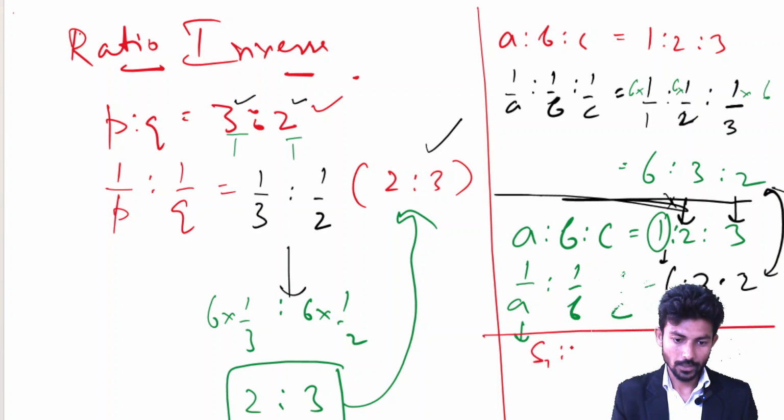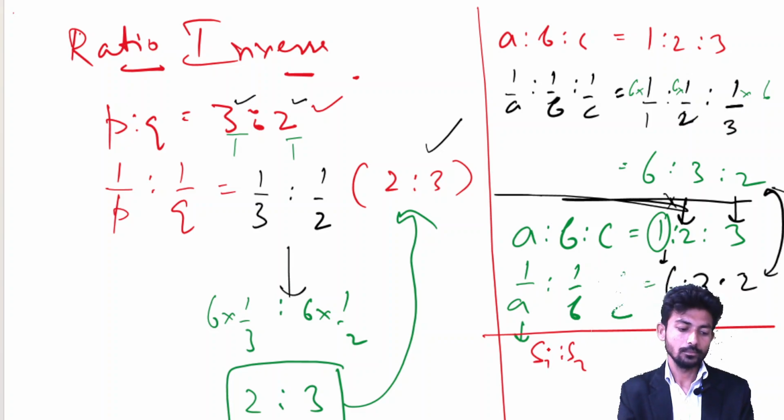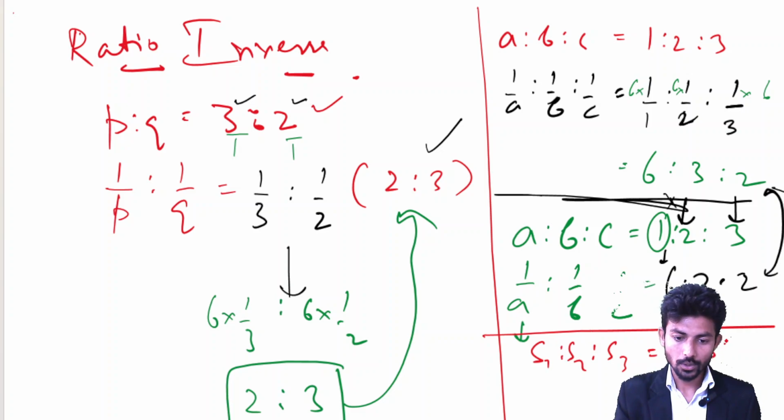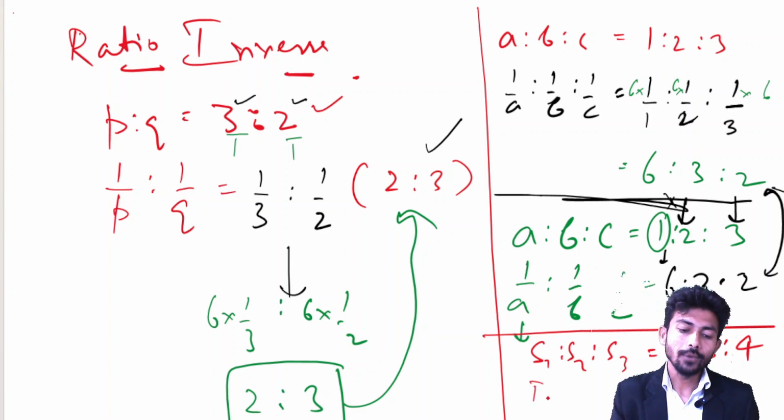Let's suppose the speeds are S1, S2 and S3. So these are the respective speeds, in the ratio of 2 : 3 : 4. Now they can ask us to find the ratio of the time.